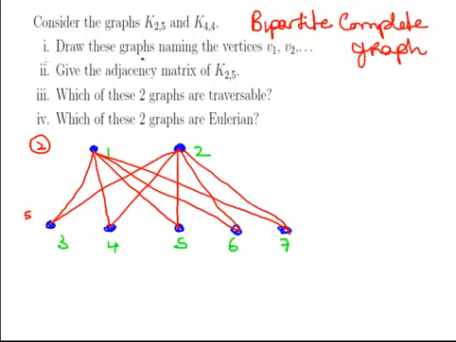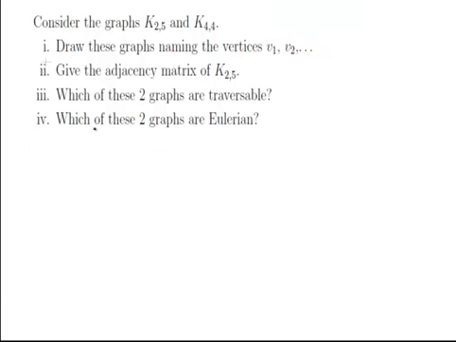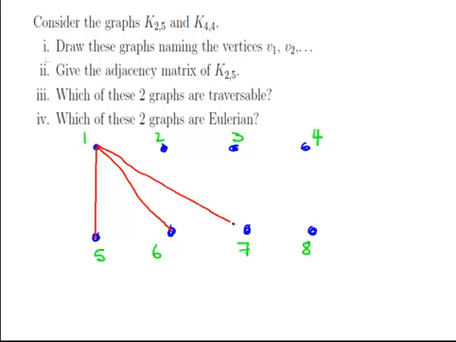Let's do that for K4,4. It's pretty similar. Name them: let's call this 1, 2, 3, 4. That's the first set. And 5, 6, 7, 8. That's the second set. And again, just connect them up. The vertices are not connected to other vertices of their own set. So 1 won't be connected to 2, 3, or 4, just 5, 6, 7, and 8.